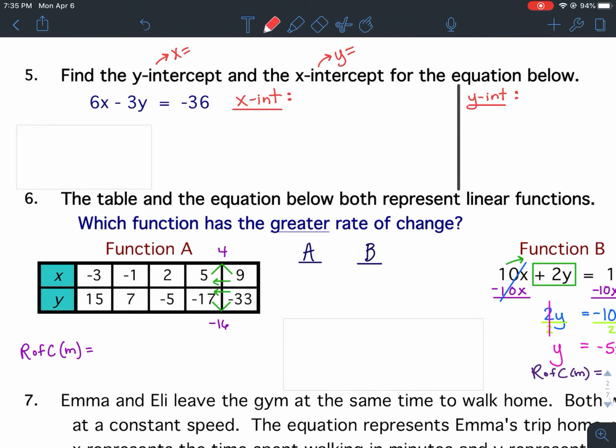Functions review questions 5 and 6. Number 5, find the y-intercept and the x-intercept for the equation below.